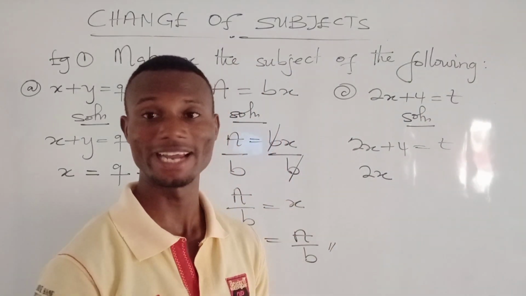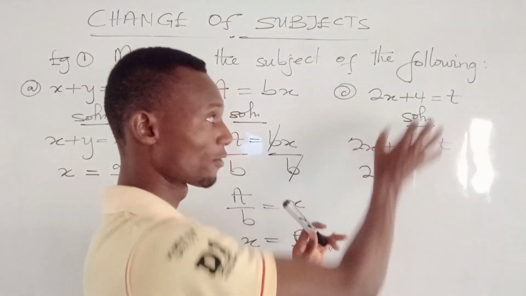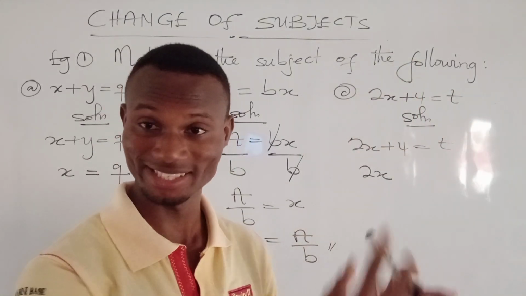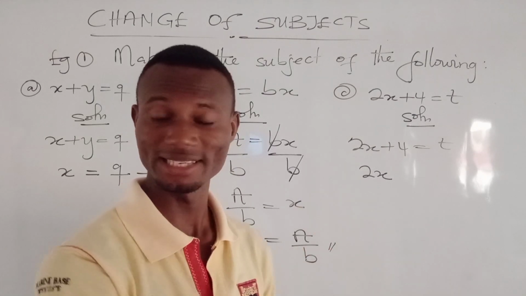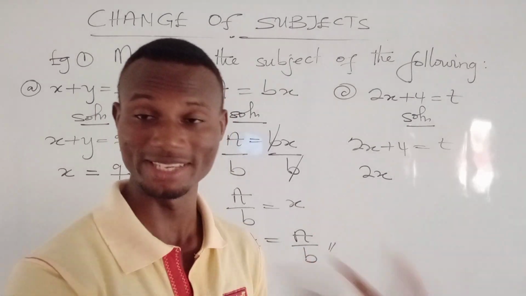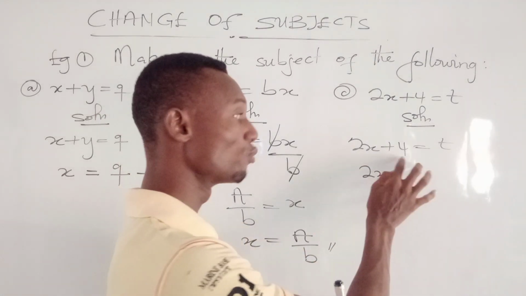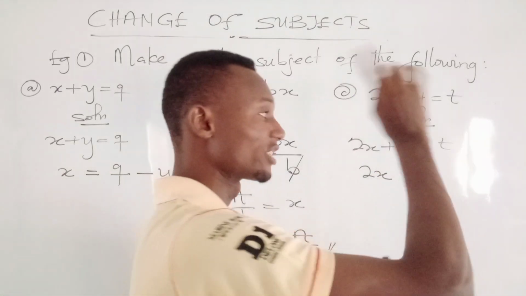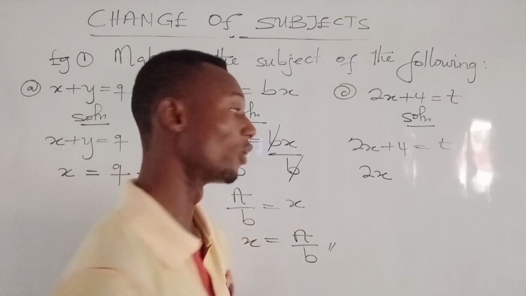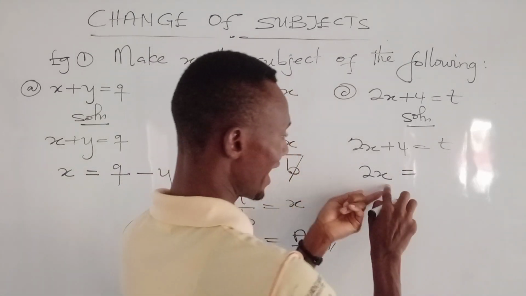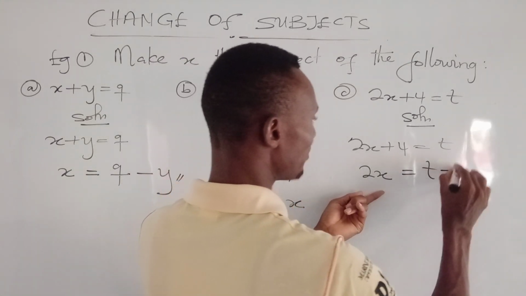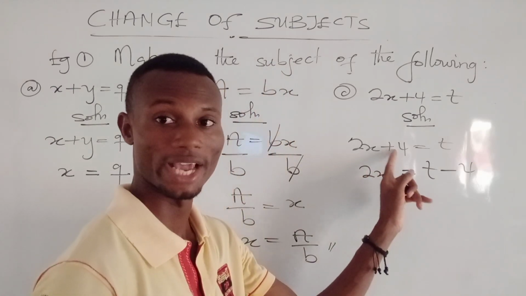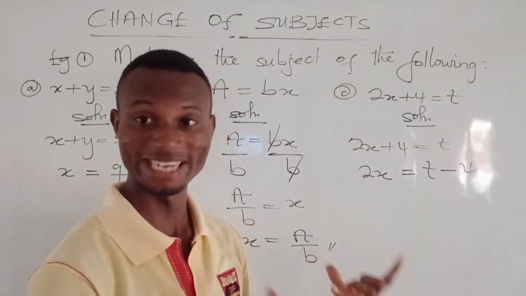Don't forget, making s the subject from this equation means we have to make s stand alone. So everything that is attached to s, we are going to move it away. The first thing to move away here is this positive 4. So it is positive 4, let's cross the equal sign to go and join the t. So it will be 2s equals t minus 4, because it's positive here. When it crosses the equal sign, it becomes negative.